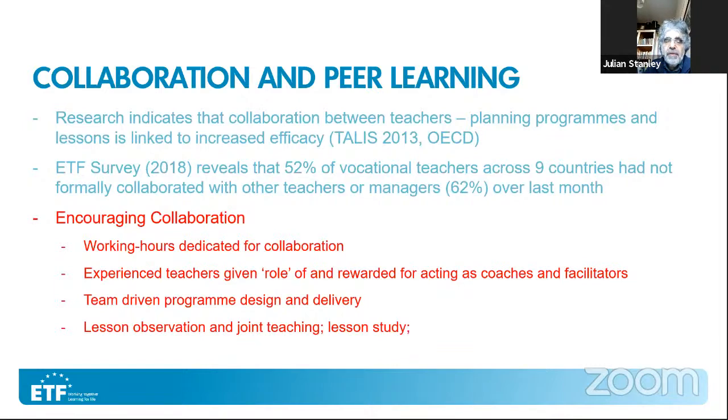So part of the work of schools should not only be giving formal training, but designing the work in the school so there's time for collaboration. So, for example, by setting aside working hours in the school when people can collaborate, rather than people going off out of the school, so they can't actually work with one another. By giving experienced teachers a role of supporting and mentoring other teachers, by expecting programs to be designed collectively in a team and delivered in a team, by having formal ways of building in collaboration, such as joint teaching and lesson study and so forth. Next slide, please.